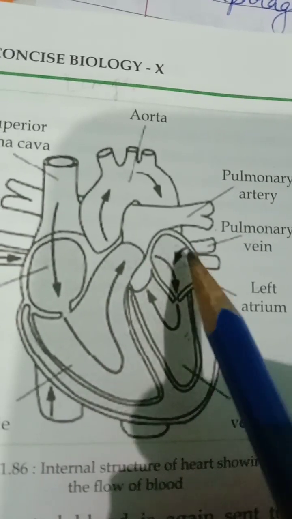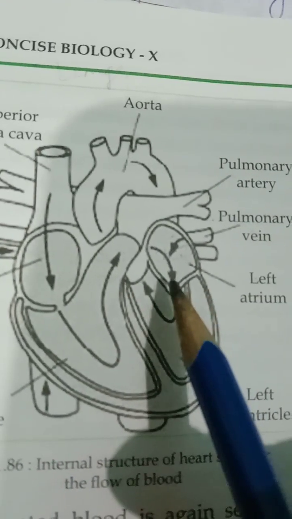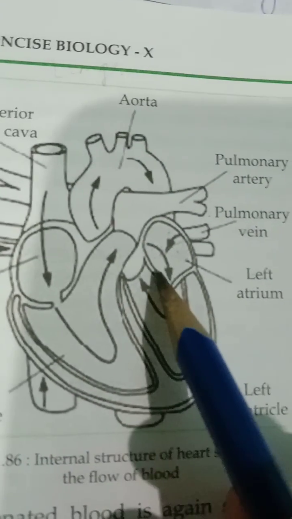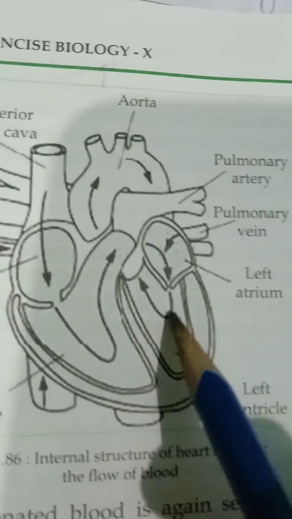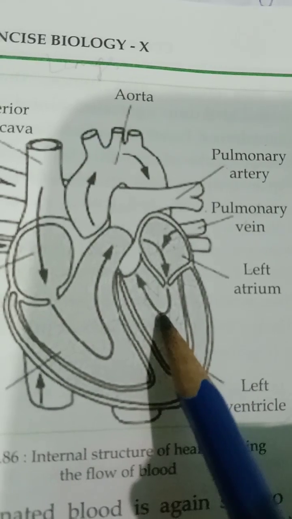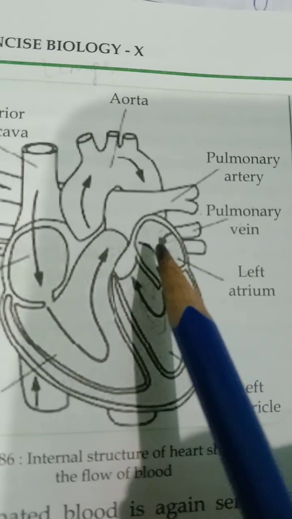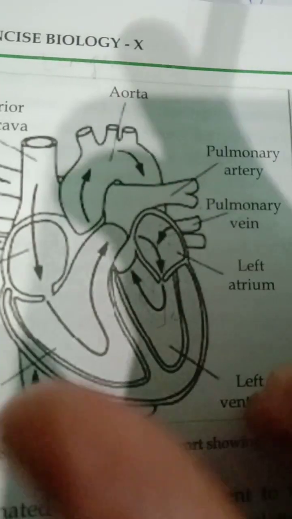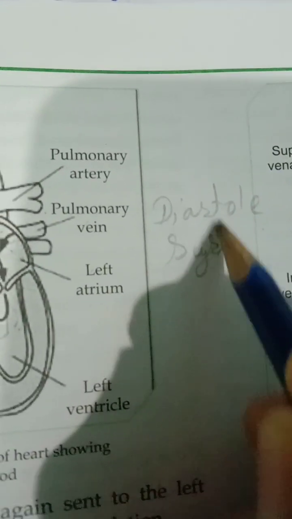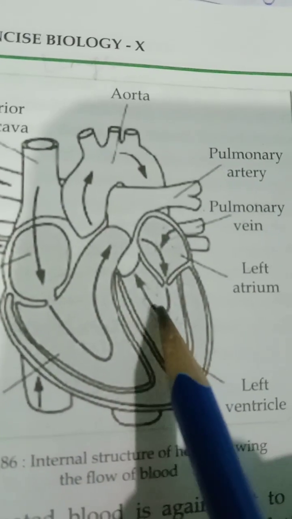So perfectly when the blood is filled and it is pressurizing the valve, suddenly what happens, the valve contracts, the pressure will be inside, so that pressure will cause the bicuspid valve to open and the blood will flow inside. That means the left atrium is now undergoing relaxation, diastole, and the upper left atrium is undergoing systole, that means contraction. Systole, contraction.